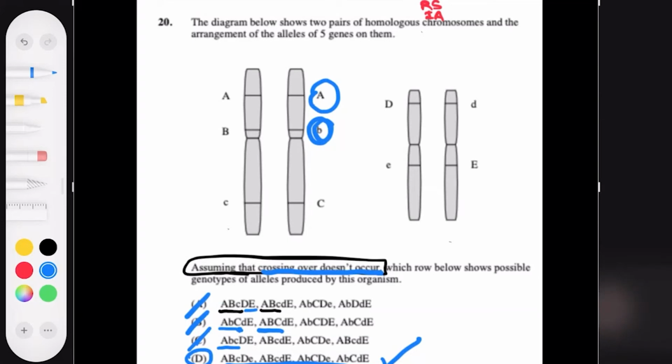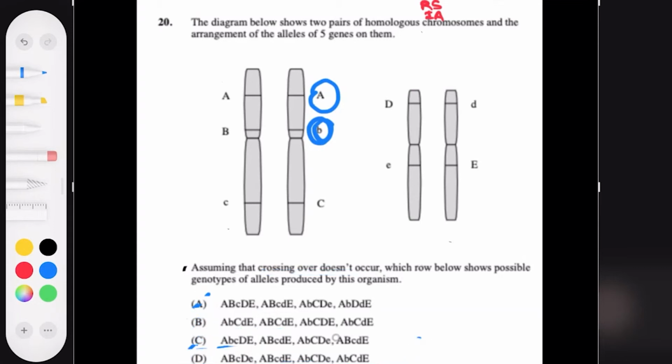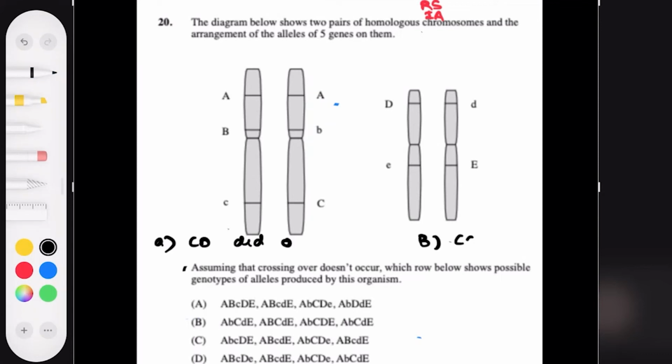Right? If crossing over happened, then quite literally any allele combination can occur based off this. Right? So I guess one question you have to realize, a long response version of this question that they love to ask is contrast the genotype possibilities. It'd be a 6-mark long response, right? Contrast the genotype possibilities if A, crossing over did occur, and B, crossing over didn't occur. 3 marks.